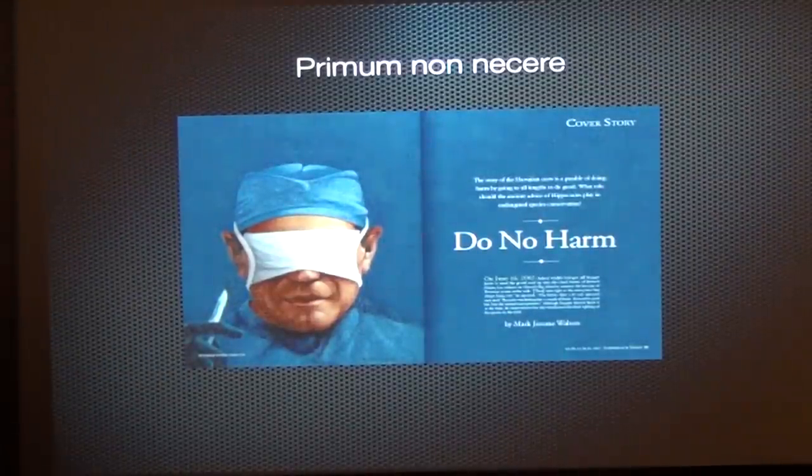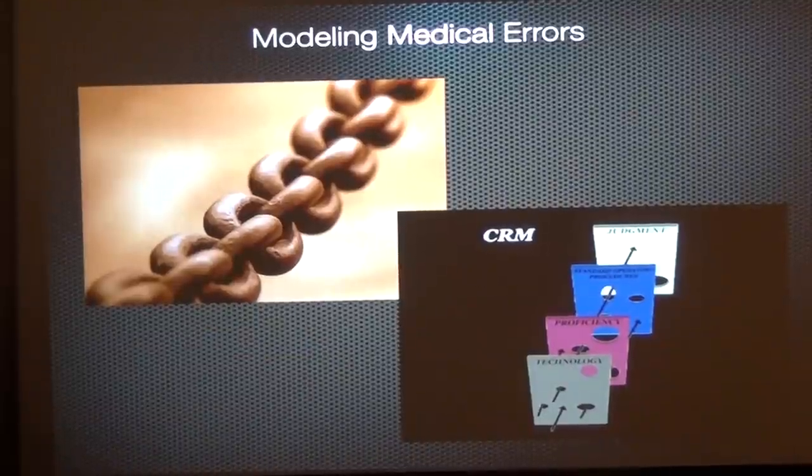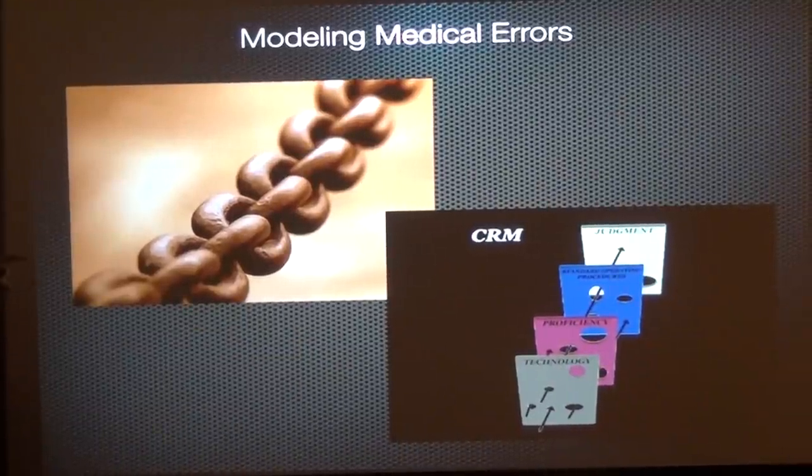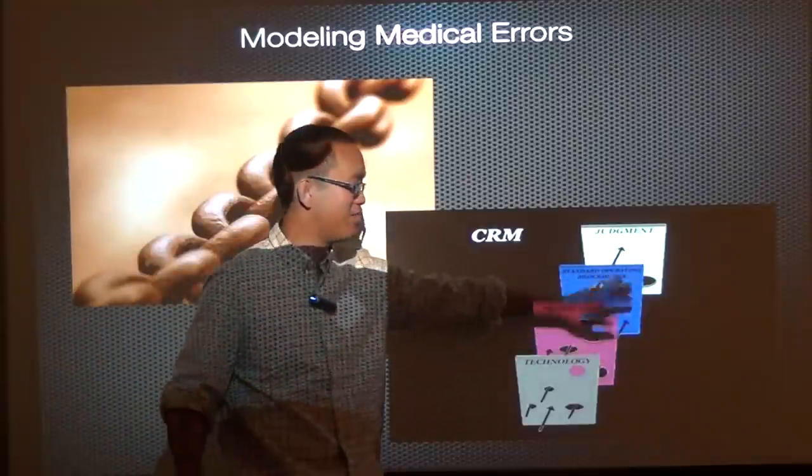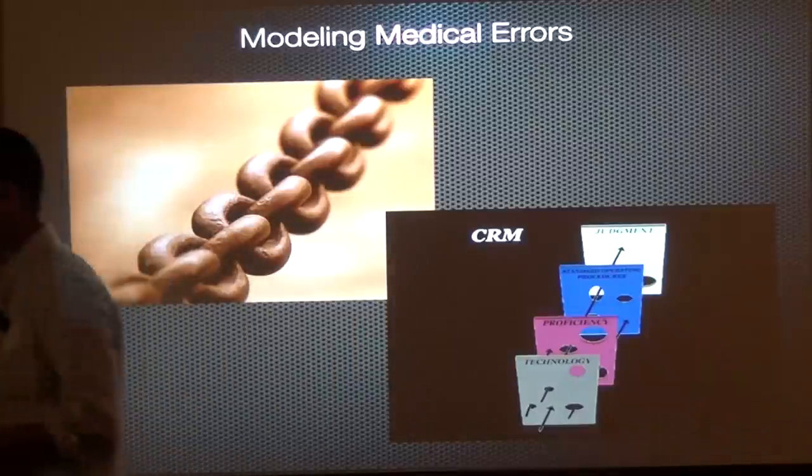Do no harm. It's all about do no harm. CRM. This is the error chain. The 1960s model of medical error is a chain. If you break one chain, the error doesn't go through. The 1980s model is the Swiss cheese model, which is basically you have a technology boundary, a proficiency boundary, and a standard procedure, and if all the cheeses line up, then the error gets through.